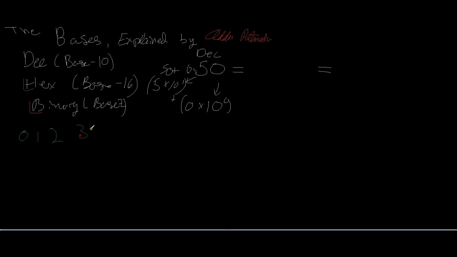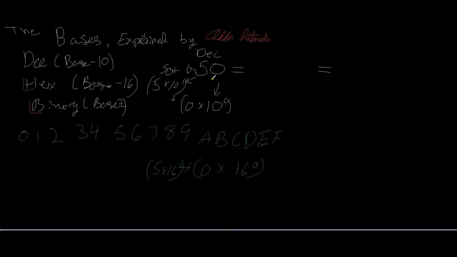So now when we go over here to hexadecimal, this is base 16, so it has 0, 1, 2, 3, 4, 5, 6, 7, 8, 9, A for 10, B for 11, C for 12, 13, 14, and 15. And basically, it would be more like, say, 0 times 16 to the 0, which would be 1, plus 5 times 16 to the first, if we were using the same numbers.